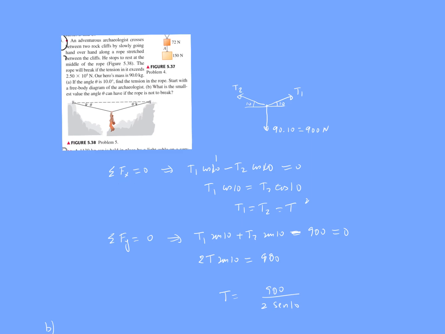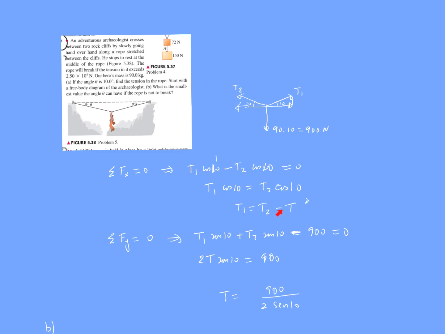So for the sum of all the forces, I see the component of T1 going to the right, and the value is T1 cosine of 10. Then I see T2 cosine of 10 going to the left, so it's minus T2 cosine of 10. Forces to the right are positive, forces to the left are negative, so the sum is T1 cosine of 10 minus T2 cosine of 10, and this equation says that T1 is equal to T2.